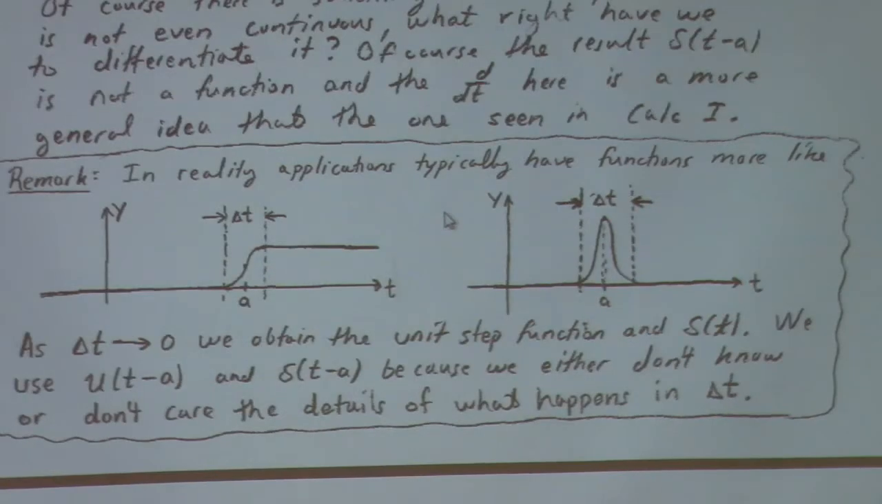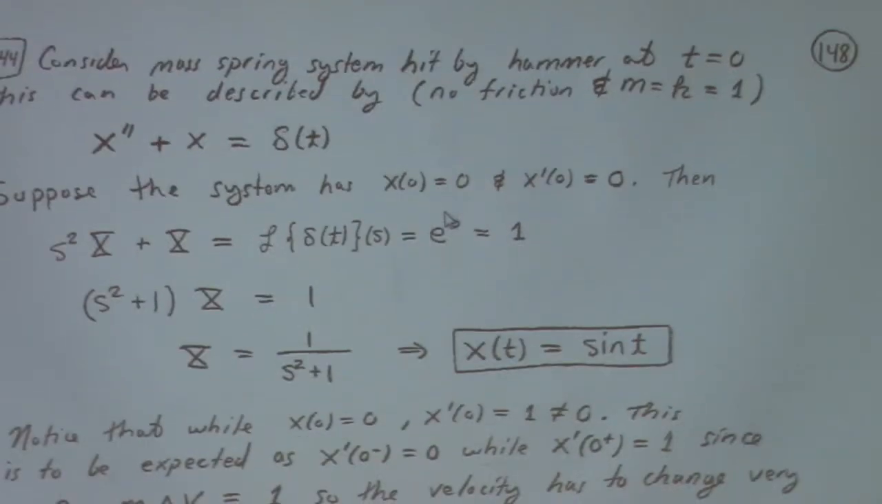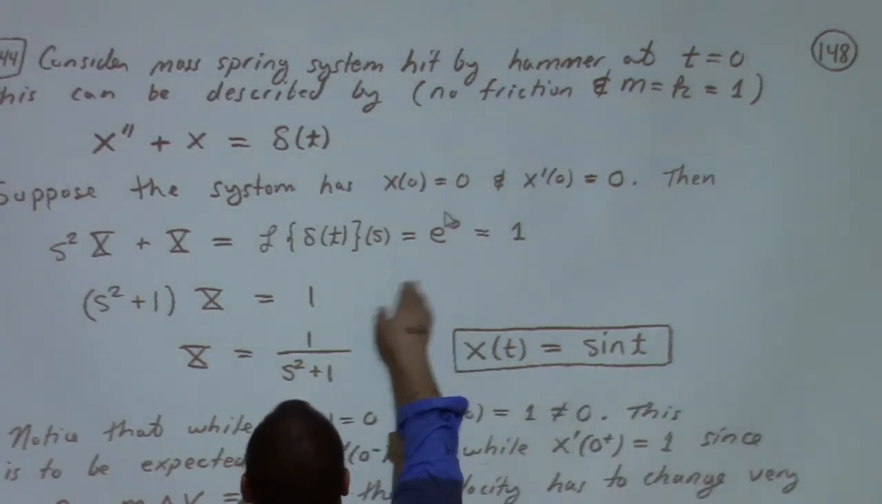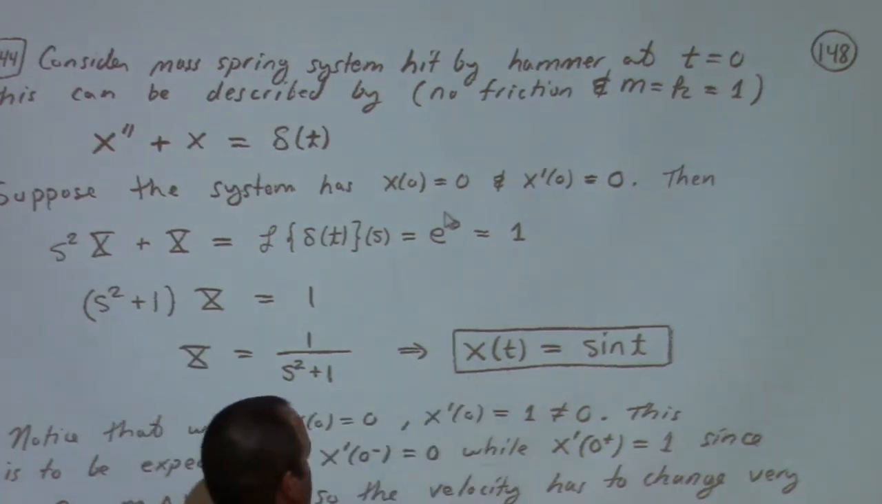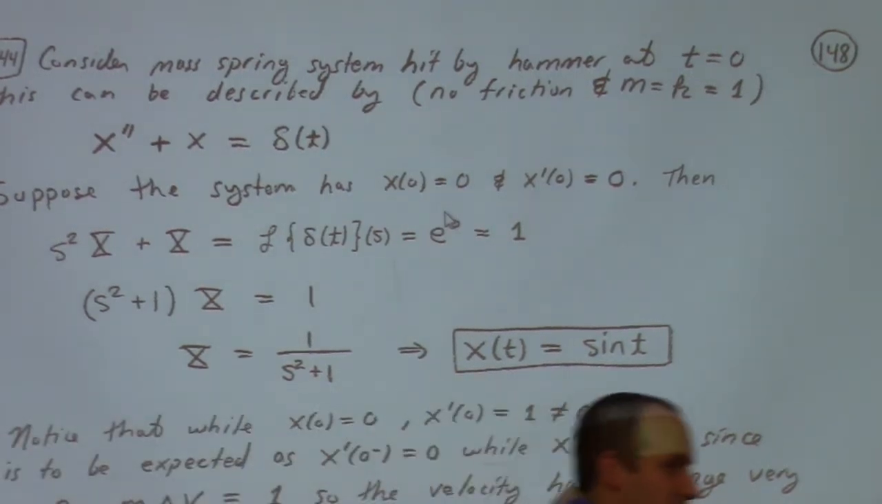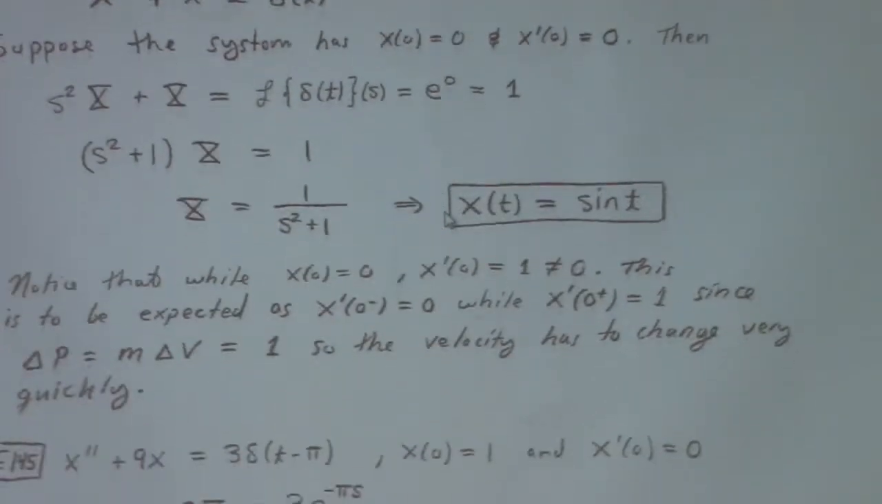Anyway, again, I think you can view these as just convenient idealizations for something that's smoothed out over a finite time. Here's an example. You have a spring mass system, you hit it with a hammer, impulse 1, that would be like this, x double prime plus x equals delta t. You take the Laplace transform of both sides, you get this, you get that, you get sine t. So basically at time 0, you hit it, and then the thing does sine. If you do a Dirac delta function at a later time, you'll see that the solution changes at that later time, like a spike.